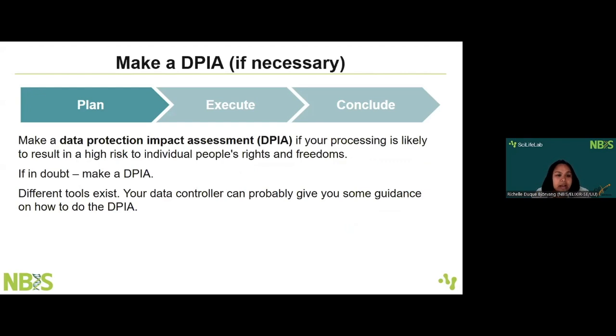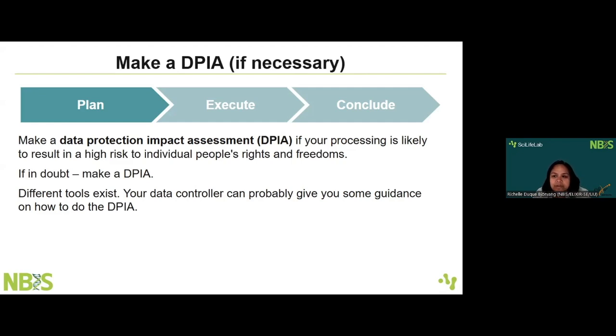So here, you make a data protection impact assessment, or DPIA, if your processing is likely to result in a high risk to individuals, people's rights, and freedom. You use your risk analysis, the step before this, to decide if you need to do a DPIA. If your risk analysis results in a high risk, you make the DPIA. We need to know also that not all risks can be eliminated, but the DPIA can allow you to identify and mitigate against data protection risks.